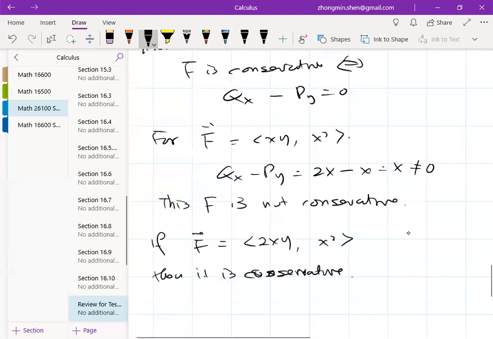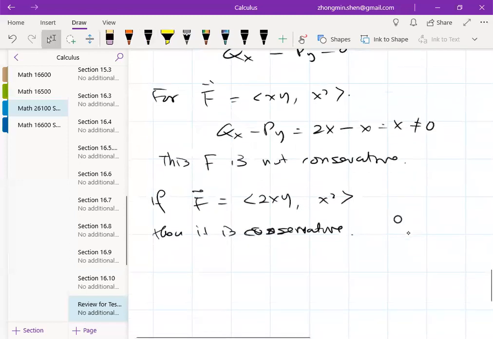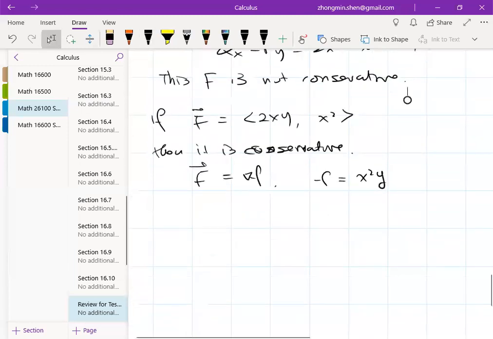Okay, not only that, you will get x squared times y. In fact, this is going to be the gradient of f, and f is going to be x squared times y. Then it doesn't matter what curve I'm going to give to you. The line integral, for this one.